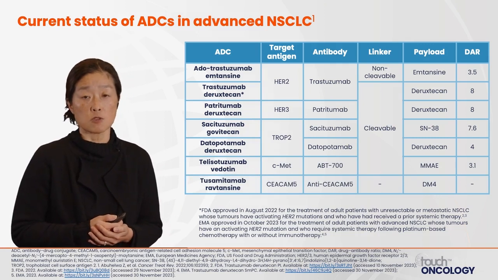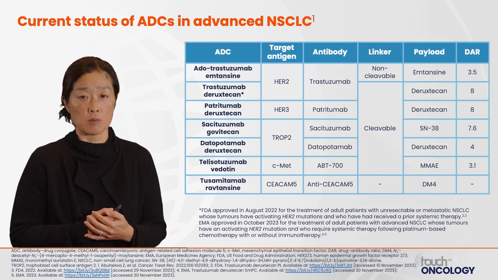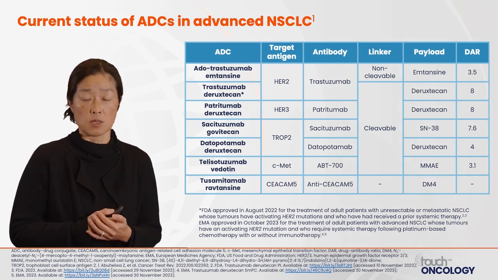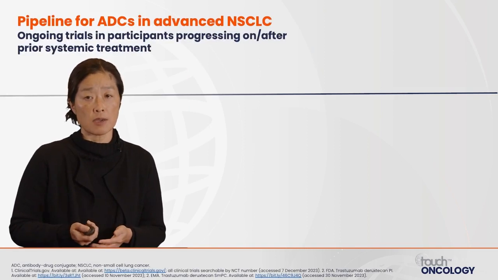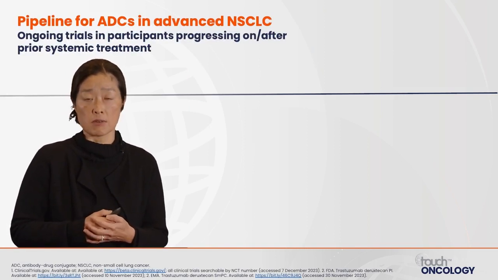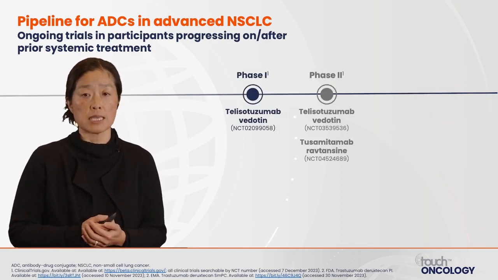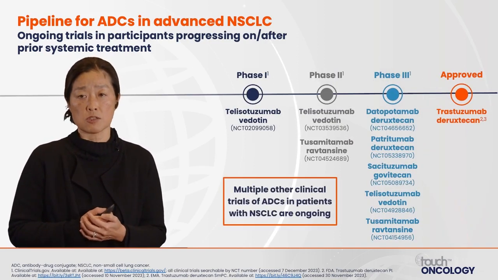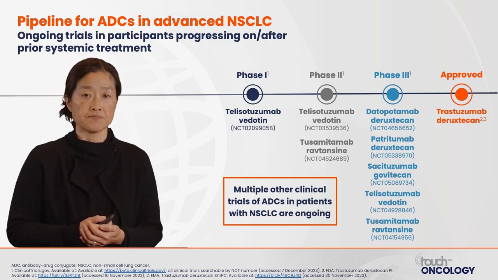I'll note that trastuzumab deruxtecan is the only ADC in this table that currently has an FDA approval, and this is for patients with advanced lung cancer with HER2 mutations. There are many trials looking at these ADCs that are currently ongoing, and this includes the range of trials from phase 1 to phase 3. And again, approved in lung cancer is trastuzumab deruxtecan in HER2 mutant non-small cell lung cancer.